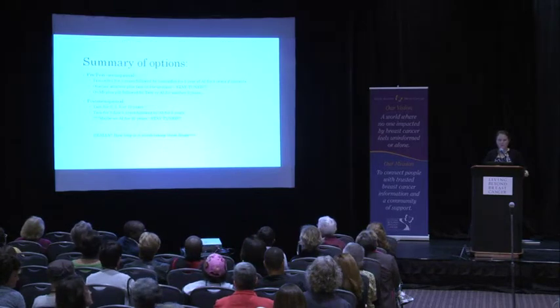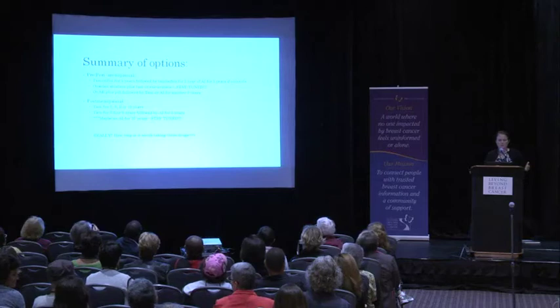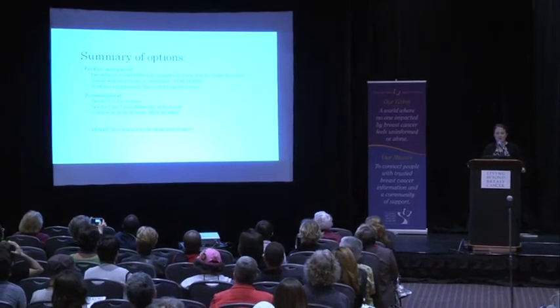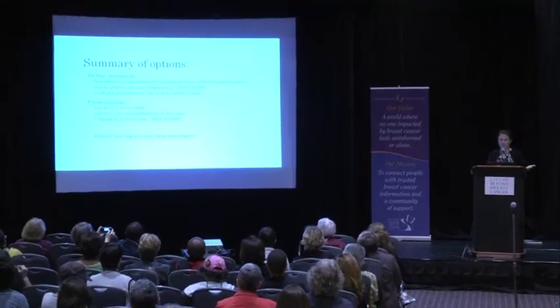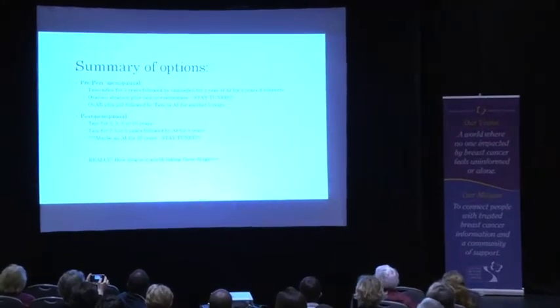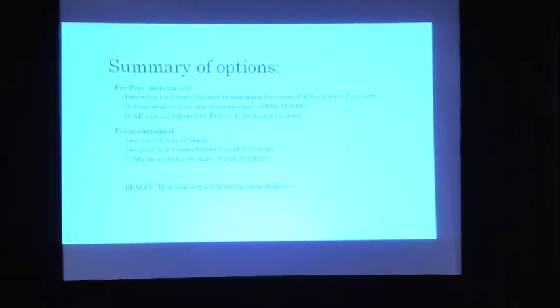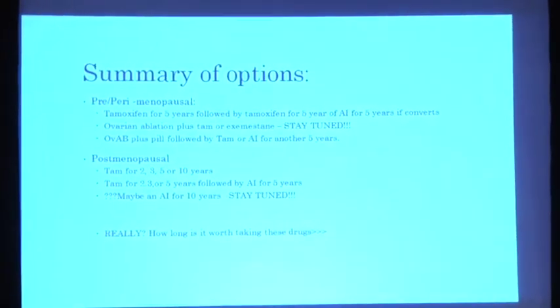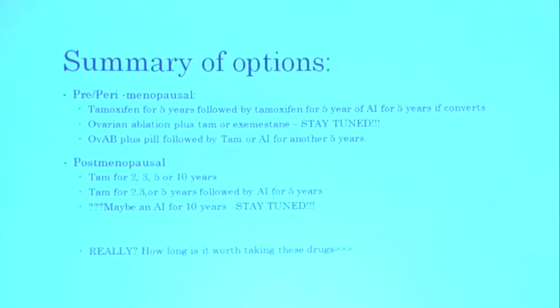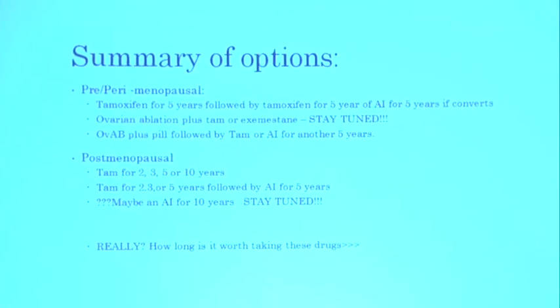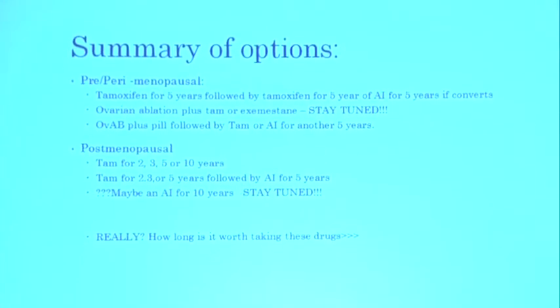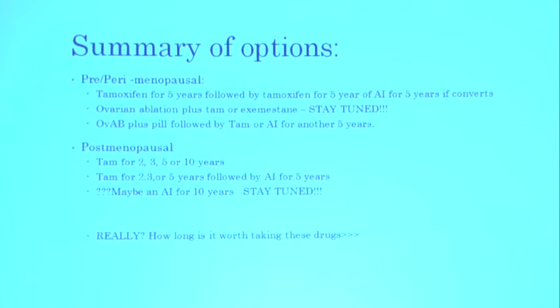So in summary, if a woman is pre- or perimenopausal at her diagnosis, she can take tamoxifen for 5 years, followed by tamoxifen for another 5 years, or switch over to an aromatase inhibitor if she converts to being postmenopausal. Whether ovarian ablation plus tamoxifen or exemestane should be started in all women up front versus tamoxifen is still the way to go for some women. I think we may likely get added results in December at our major breast cancer conference of the year, so stay tuned. But it is certainly something that you could do today if that's indicated by a cancer situation.